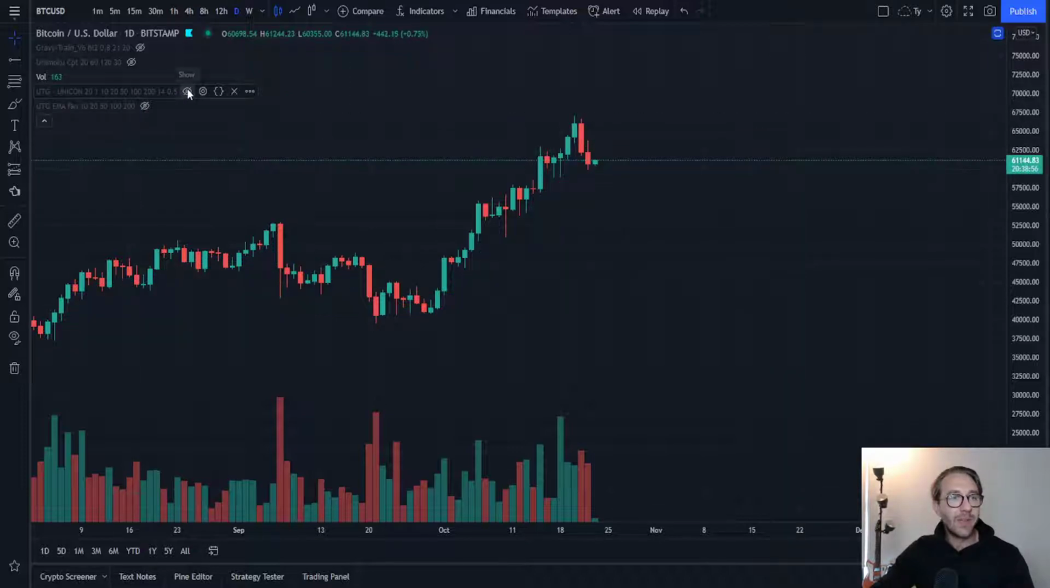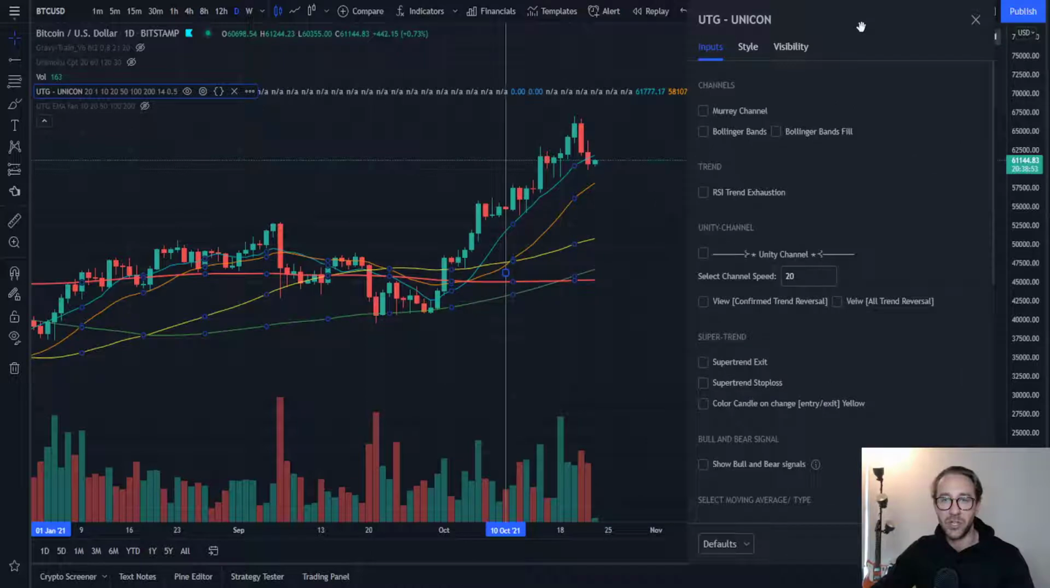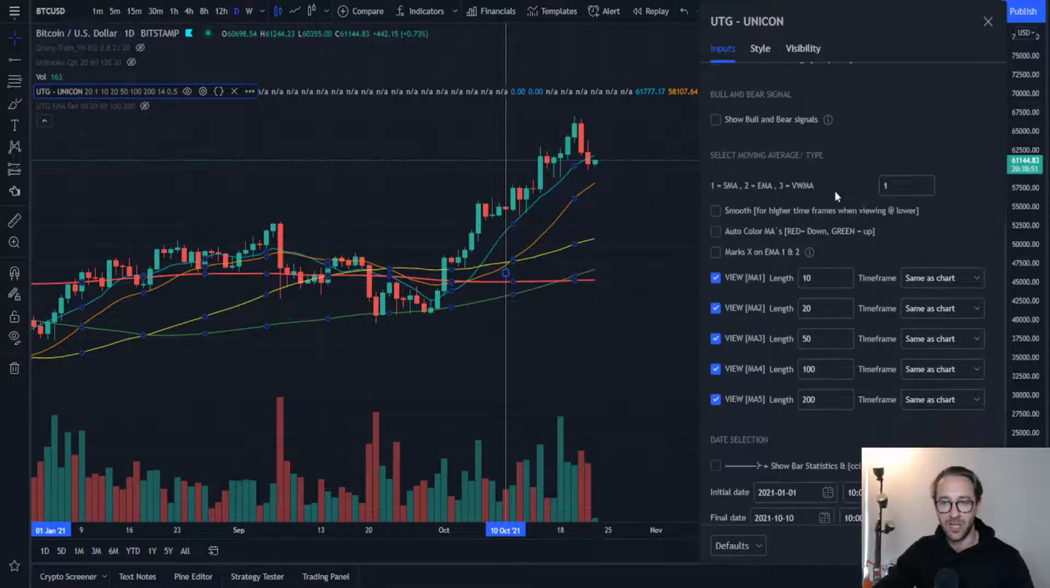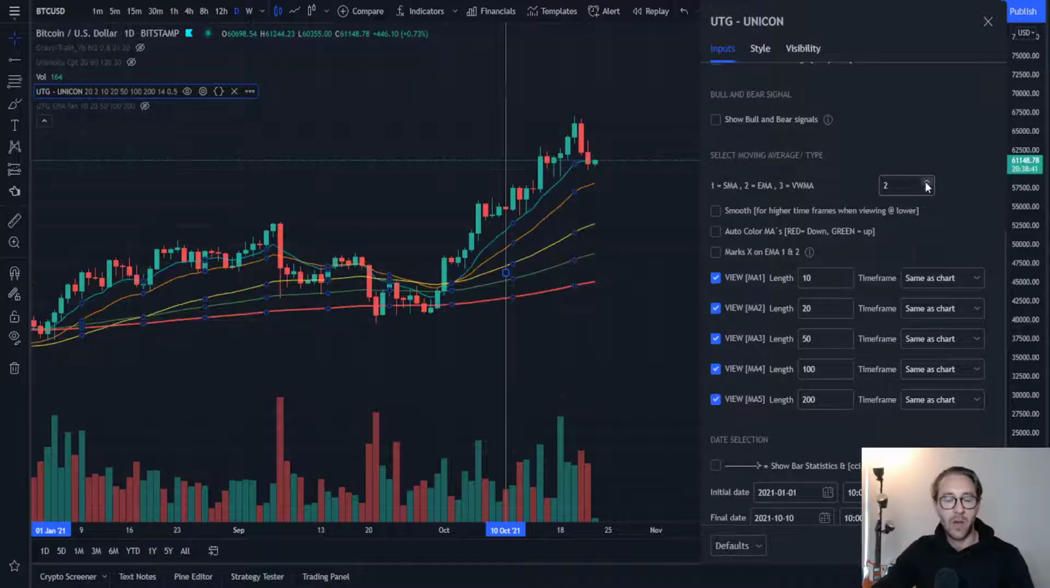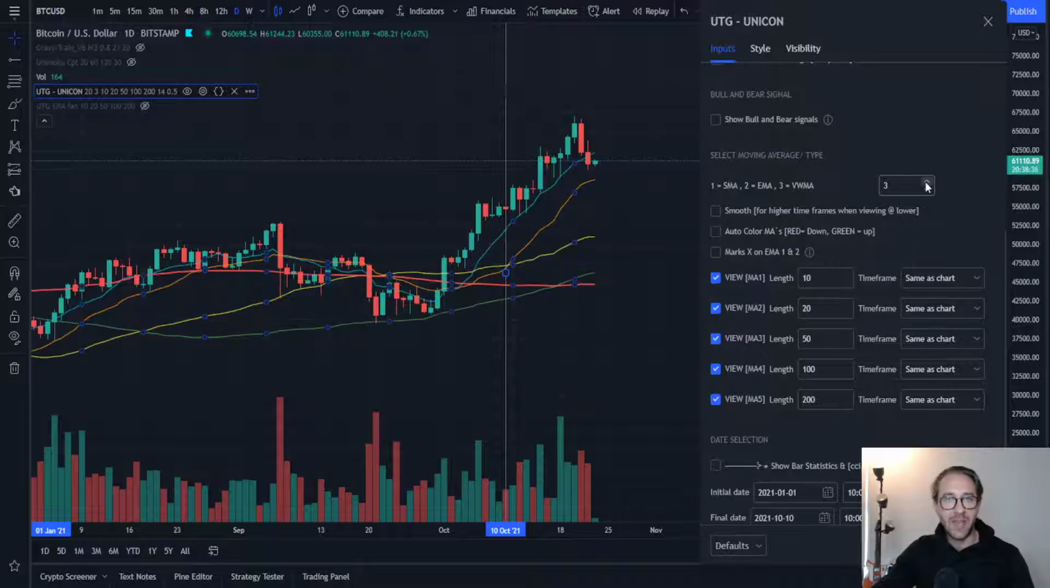So let's talk about the different types of moving averages. I'm going to use Unicon because we can flick between them very easily. So we've got 3 different types of moving averages. We have 1, our simple moving average. 2, we have our exponential moving average. And 3, we have our volume weighted moving average. You can see when I flick between the 3 of them, how those lines changed. And we're going to talk about what exactly they are.